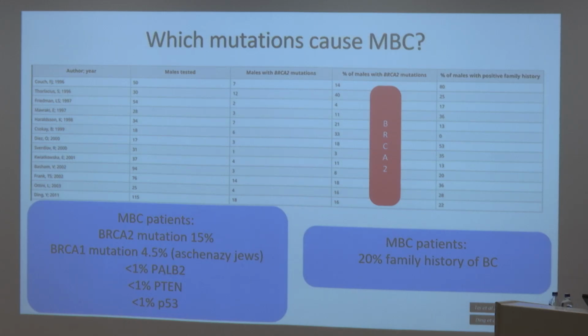So which mutations cause male breast cancer? There's not a huge amount of data about male breast cancer. These are case series from some centers. You can see that BRCA2 mutation constitutes 15% of the mutations. A man with a BRCA1 mutation has a 4.5% probability of having breast cancer, but mostly male breast cancer patients have BRCA2 mutations. And we all know that only 20% of male breast cancer patients have a family history of breast cancer.